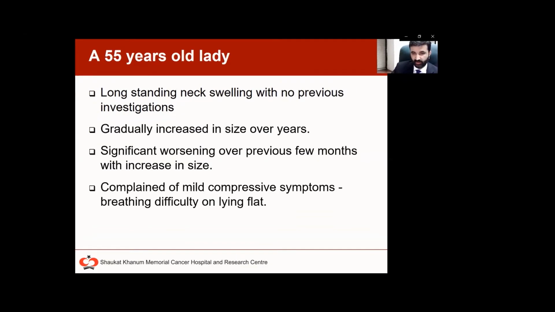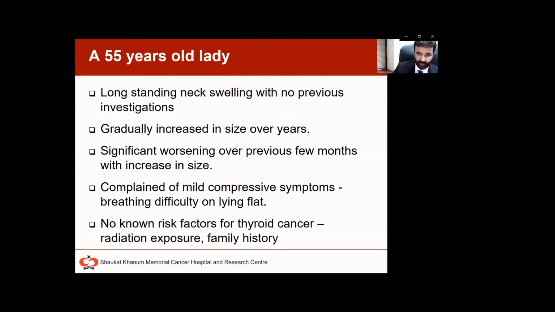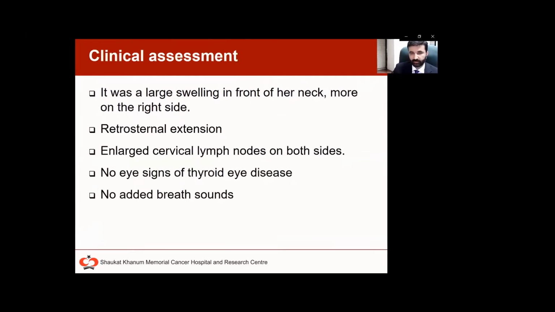She also started to notice some breathing difficulties, especially in lying flat, and that was the main reason that she started looking for treatment for that. There were no known risk factors for thyroid cancer, like radiation exposure or family history. So it was a large swelling in front of her neck, more on the right side. It had retrosternal extension. There were few enlarged cervical lymph nodes.